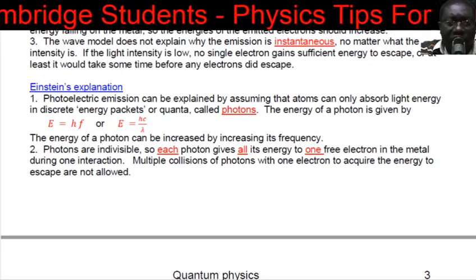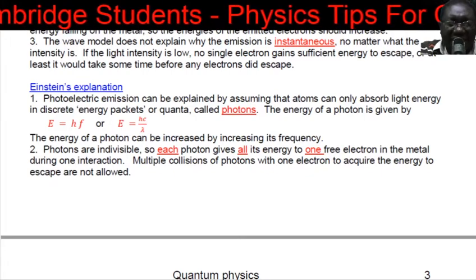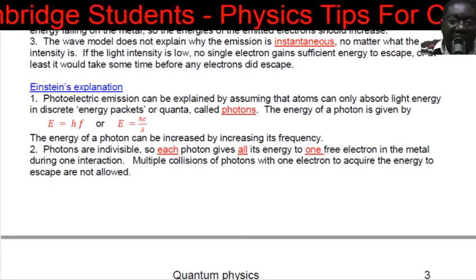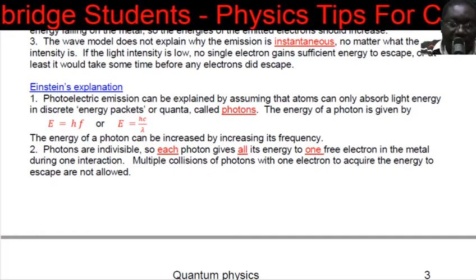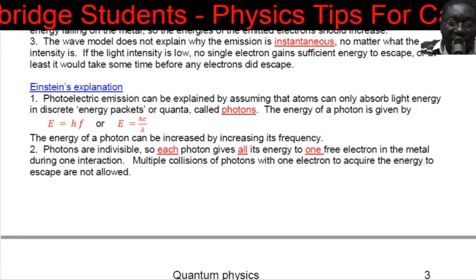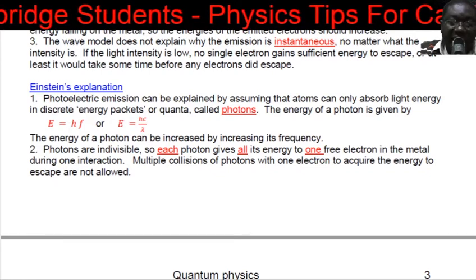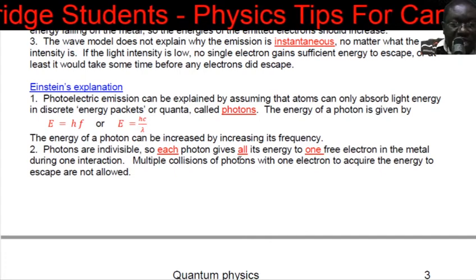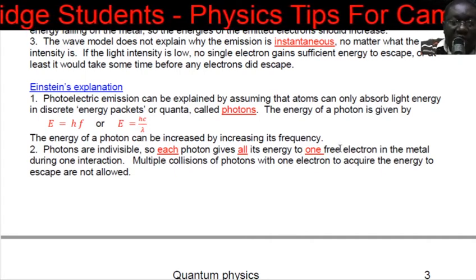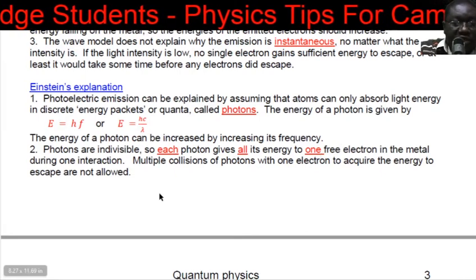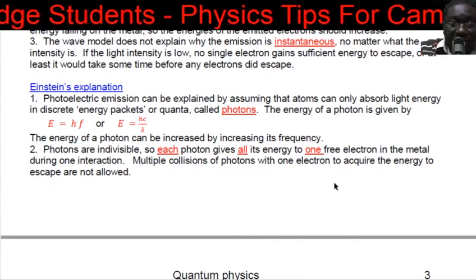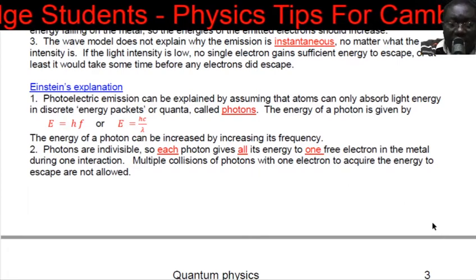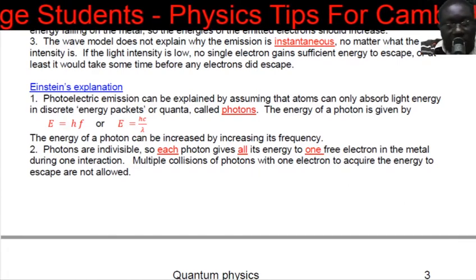So a photon of IR has insufficient energy to cause the photoelectric effect. We would need a photon of UV. That photon of UV has high energy, no matter if its intensity is very low. Photons are indivisible, so each photon gives all its energy to one free electron in the metal during the interaction. Multiple collisions of photons with one electron to acquire the energy are not allowed. So a photon knocks out an electron.